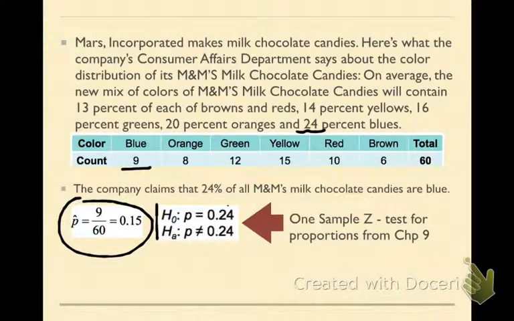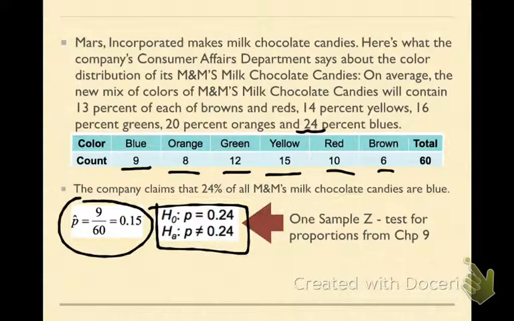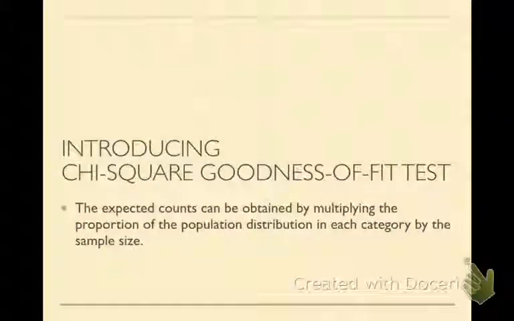As you can see, you have the null and alternative hypothesis here. However, it's only for the blue, right? And you're going to do it again for orange, green, yellow, red, and brown. That's 6 tests. Of course, in the actual AP exam, I'm not going to be able to do that, which is why you're going to be introduced to chi-square test right now. And as I just said, introducing chi-square goodness of fit test.